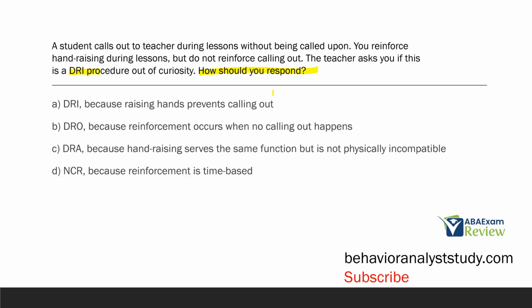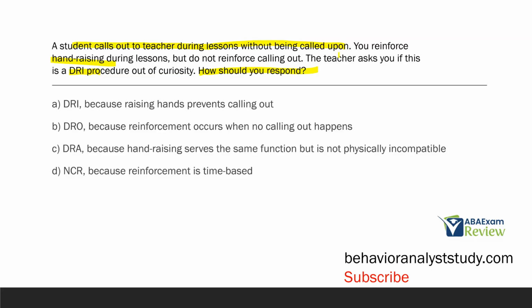What do we know about a DRI procedure? We know we're teaching a replacement behavior. We know the replacement is incompatible with the original behavior. So we have to ask ourselves, what is the original behavior? The original behavior is calling out without being called upon. You're reinforcing hand raising. Can the student raise their hand and still call out without being called upon? Sure. Hand raising has nothing to do with the student calling out. Even if the teacher doesn't call on the student with the hand raised, the student can still call out.